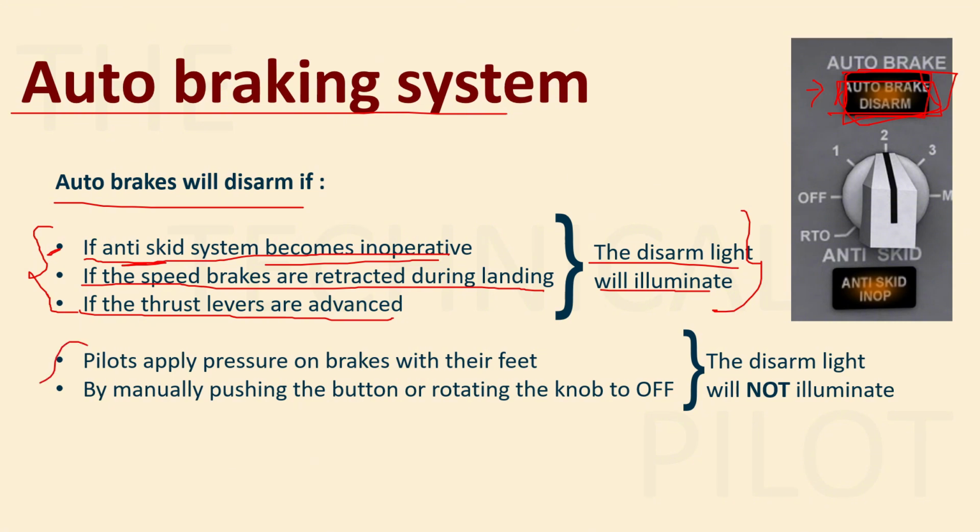But if the pilots themselves apply pressure on the brakes, these brakes are what? The pedal brakes that are on your feet. If the pilot applies that brake, the auto braking system will automatically disengage, but there will be no light illuminated because the pilot intentionally did that, right? So if the computer did it, the lights will be illuminated; if the pilots did it, the lights will not be illuminated, right? If the pilots applied the brake with their feet, it means that the pilots want to control the aircraft manually, right? So the auto braking system will then go to disarm mode, but the lights will not be illuminated.